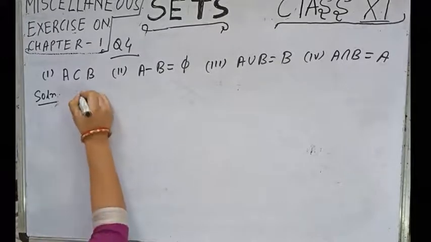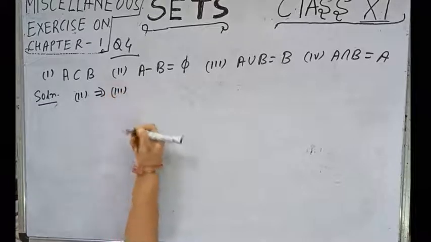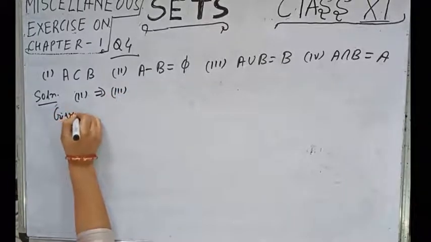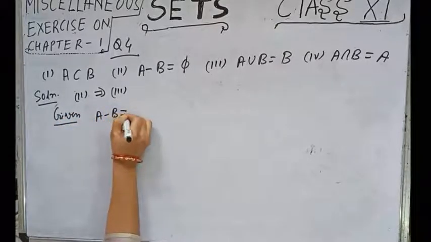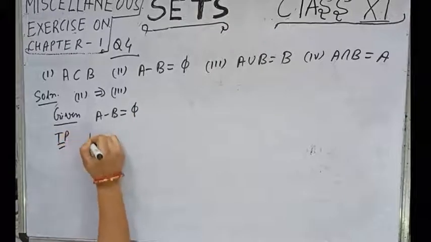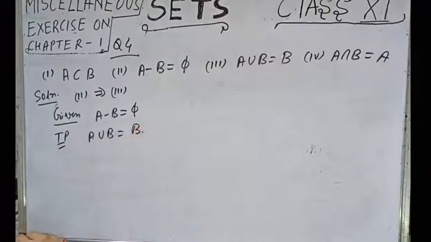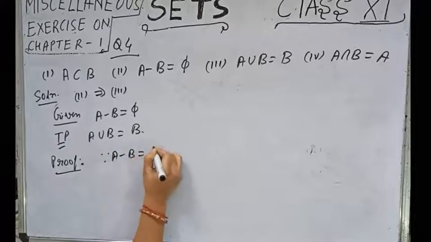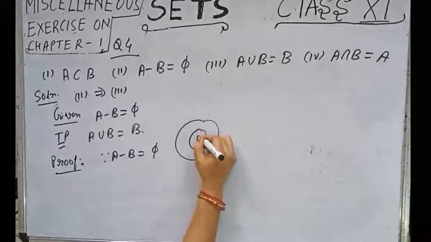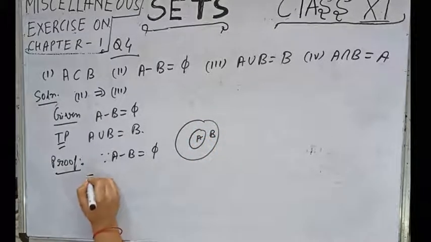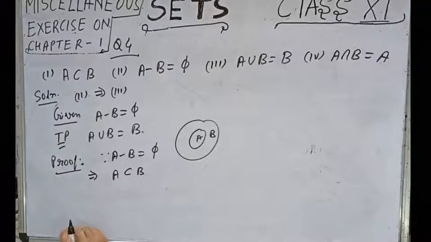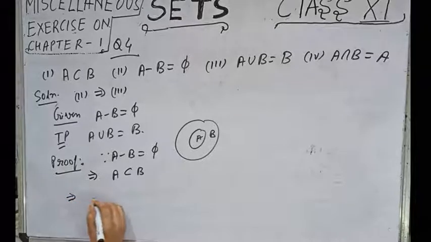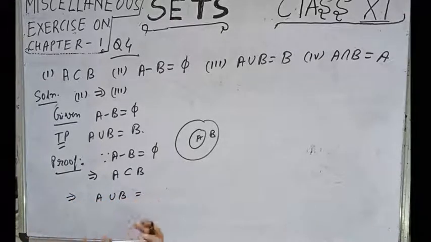Now let us move to 2 implies 3. That is, it is given A minus B equals to 5, and we have to prove that A union B equals to B. Now in proof part, since A minus B equals to 5, then clearly A is the subset of B. Then this implies A union B. Whenever we do the union of the two sets, always the bigger set comes. So A union B is equals to A.